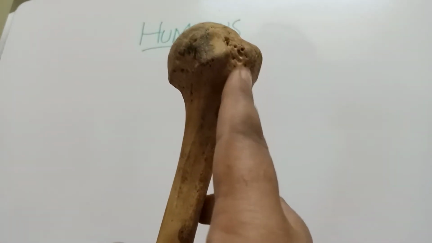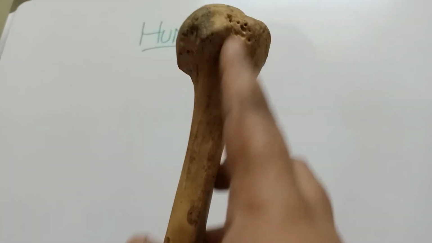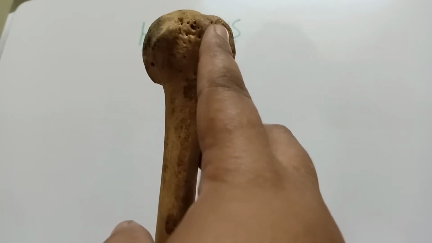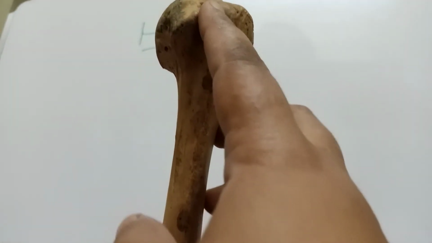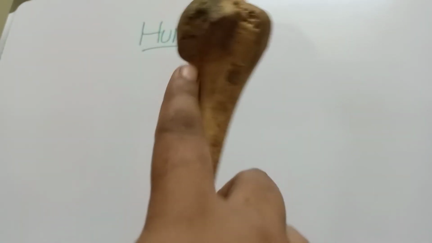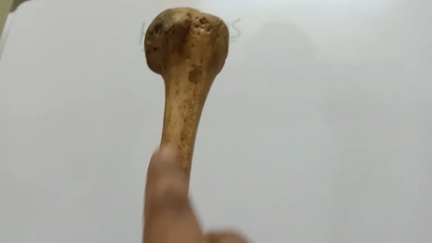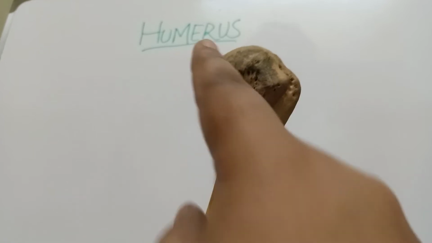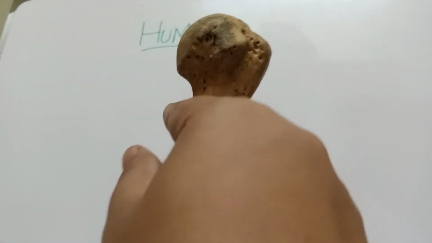Now there is an intertubercular sulcus or bicipital groove. It separates the lesser tubercle from the greater tubercle. The downward prolongations of the lesser and greater tubercles make the medial and the lateral lips of the intertubercular sulcus. It is also called the bicipital groove. The narrow line which separates the upper end from the shaft is called the surgical neck.